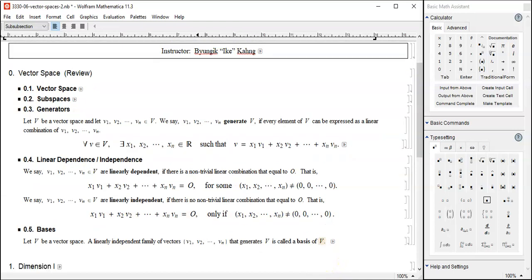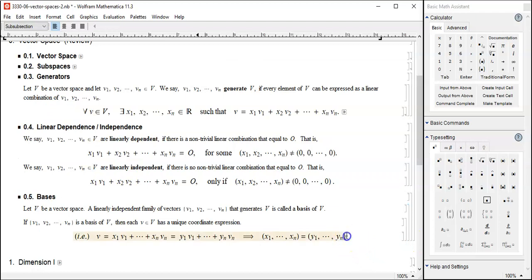And what were the examples of basis? Standard basis vectors e1, e2, e3 of Rm. Those are typical examples. I hope everybody remembers. 1, 0, 0, 0, and then 0, 1, 0, 0, and then 0, 0, 1, 0, those kind of things. So linearly independent, yet also generating. By the way, if you have a basis, then the coordinate expression is unique.